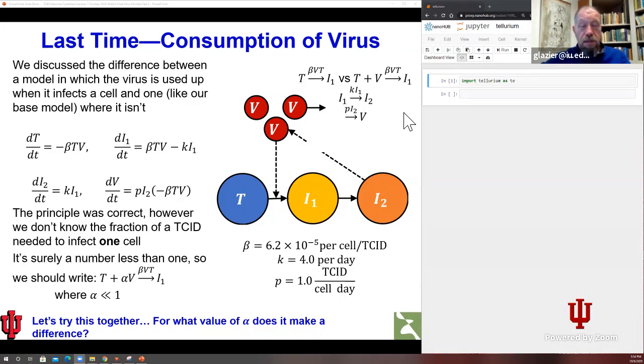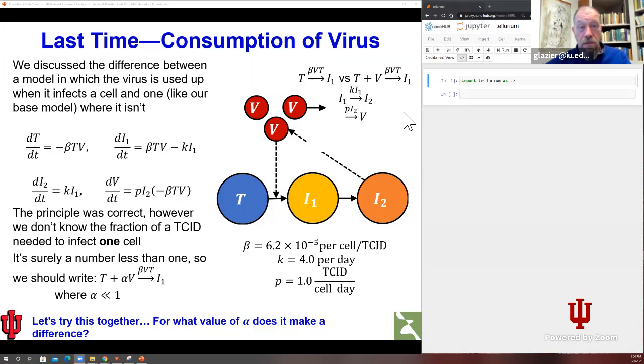And essentially what was happening is because we had a small amount of virus and a lot of cells that could be infected, early on, all the virus got used up. And so the amount of virus in circulation went down like a rock. And then there was a long delay, and then things came back. And in principle, that was correct.